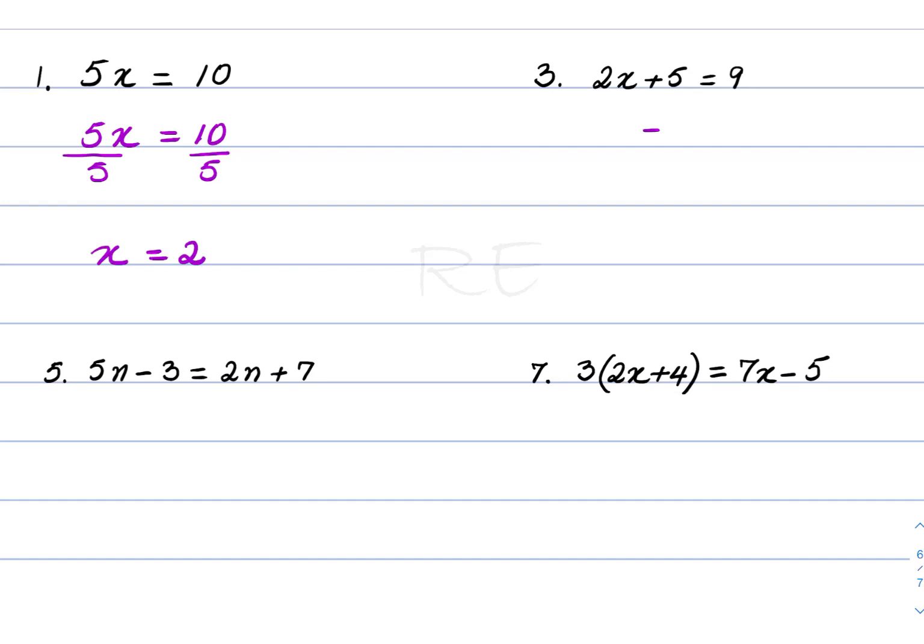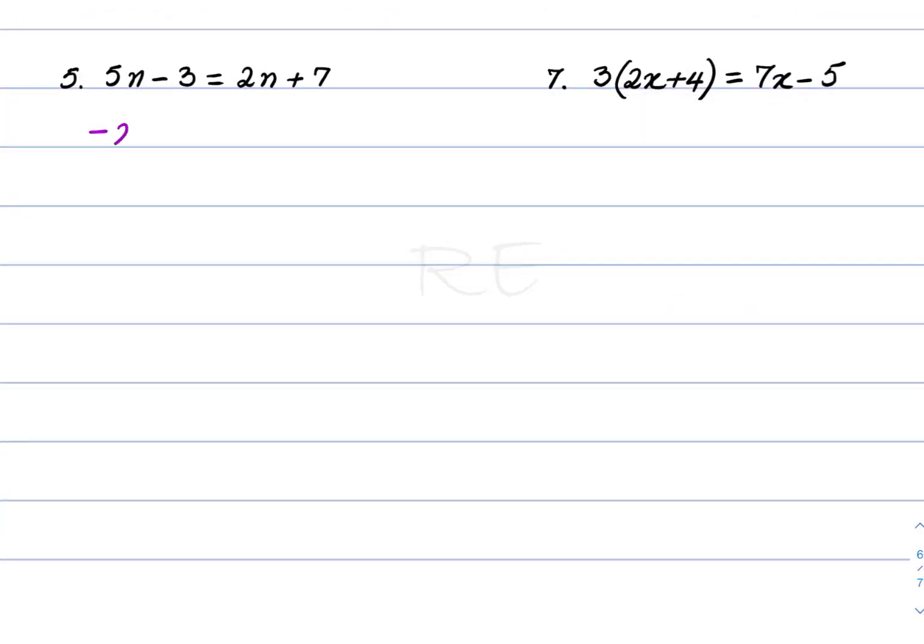For number 3, 2x plus 5 is equal to 9. To move 5, we subtract 5 from both sides. 2x is equal to 9 minus 5, which is 4. We divide both sides by 2. x is equal to 2.